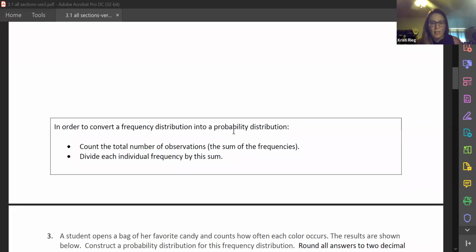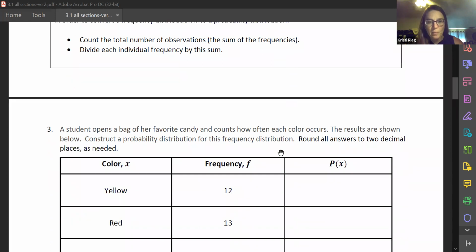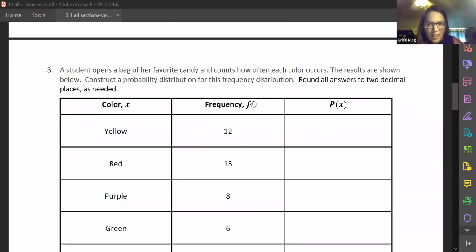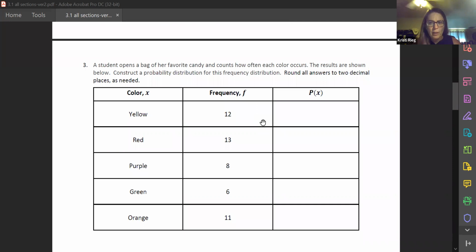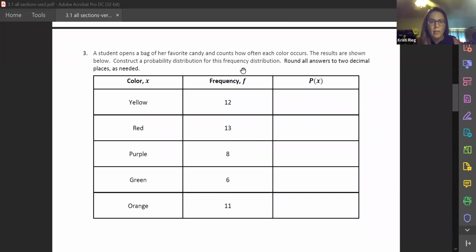Okay, so this is how you do it. You count the total number, we get the sum of the frequencies, and then you divide each frequency by this sum. Exactly what we were doing in a previous video in chapter 2. Okay, I think I need to zoom out. Okay, there we go, zoom out to get this whole thing on the screen. But here we have a student opening, what is this? Probably M&Ms. I guess it could be Skittles with those colors. I don't know, whatever.